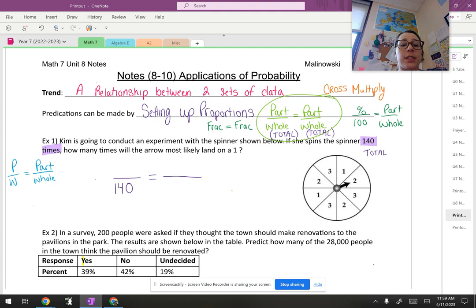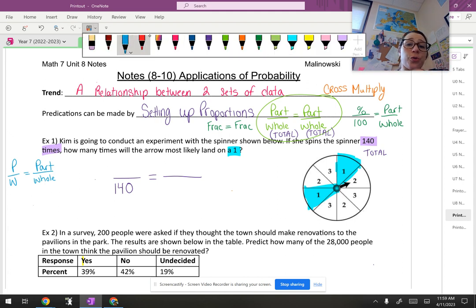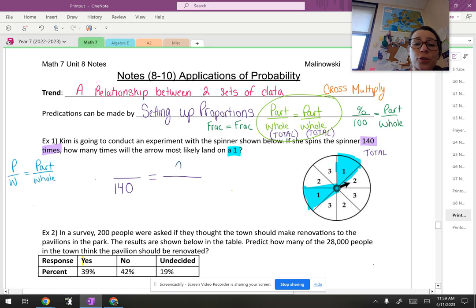They want to know how many times the arrow will most likely land on a 1. Well, there's 1, there's another 1. I only have 2 1s. Now, the 2 doesn't go on top of the 140, because that would say that I spin a 1 twice out of 140, and that's just not realistic. The 2 is a part. There's 2 spaces with a 1.